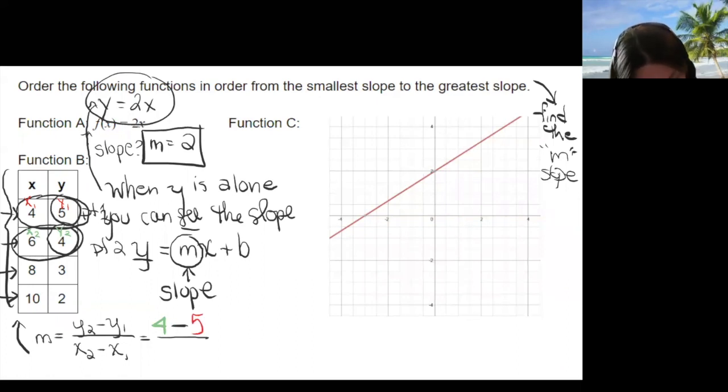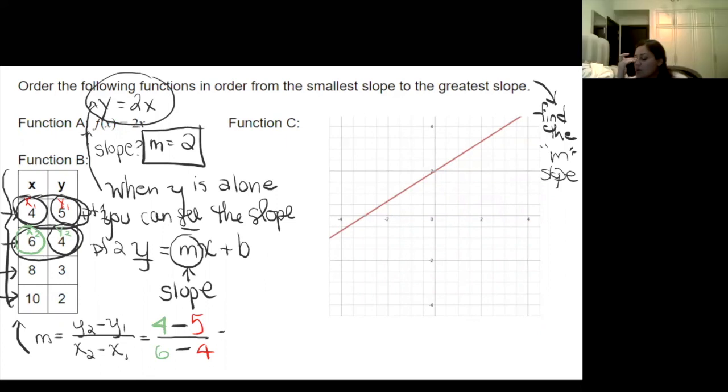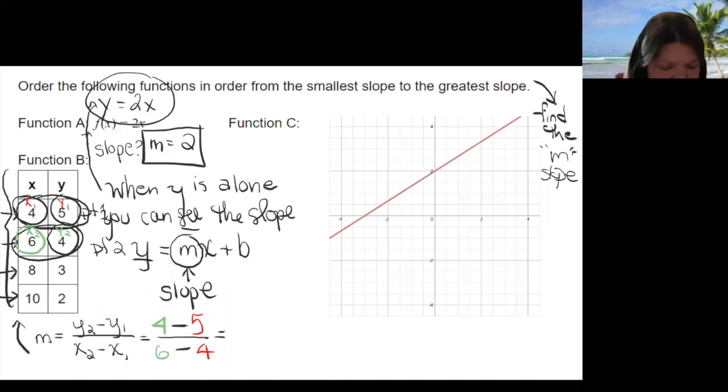Beautiful. And then she got all the way down to my x's. My second x value, well, we said that was 6. And from that, I'm supposed to subtract my first x value, the 4. Now what? Minus half. Minus 1 over 2. Wonderful. She's already simplified it.